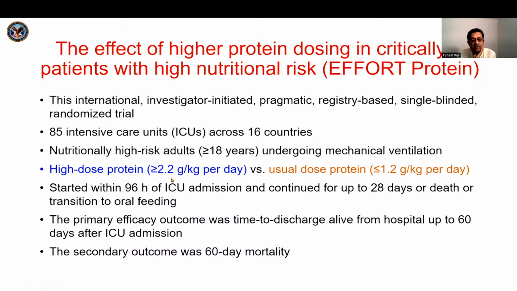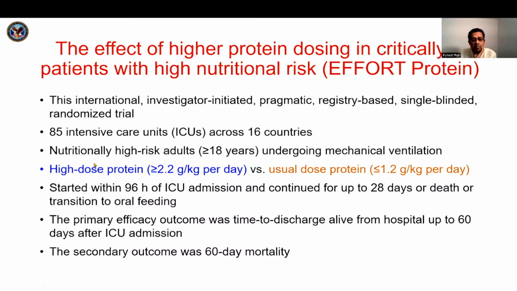High-dose protein was defined as 2.2 gram or greater per kilogram per day versus usual protein of 1.2 or less gram per kilogram per day. And this was chosen because the recommendations of ASPEN and the Society for Critical Care Medicine were 1.2 to 2 grams of protein per kilogram per day.